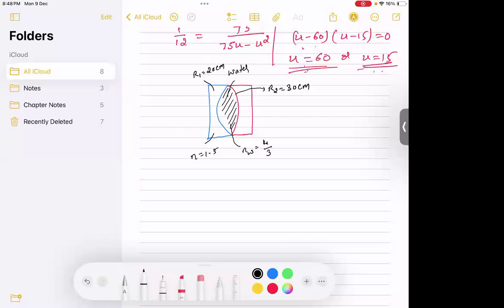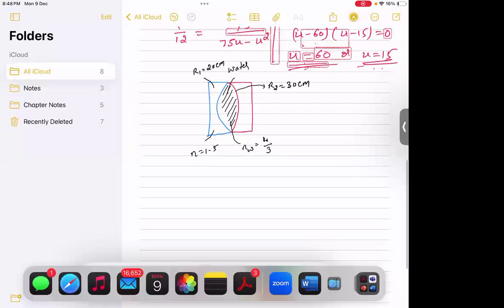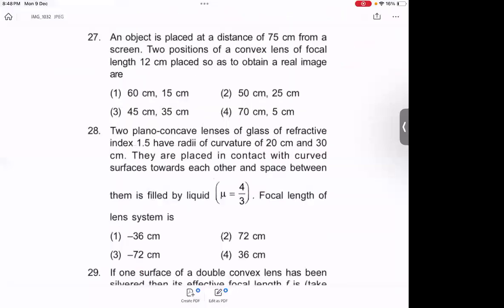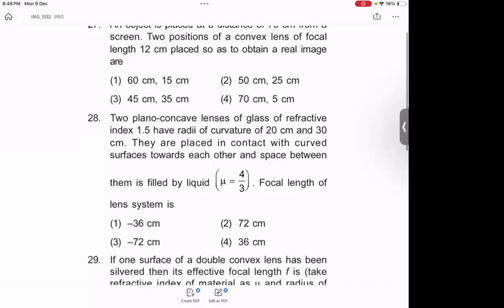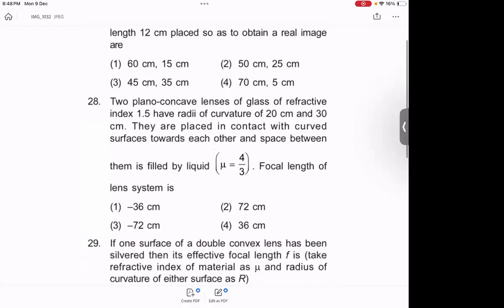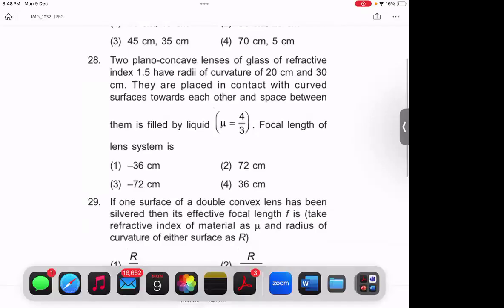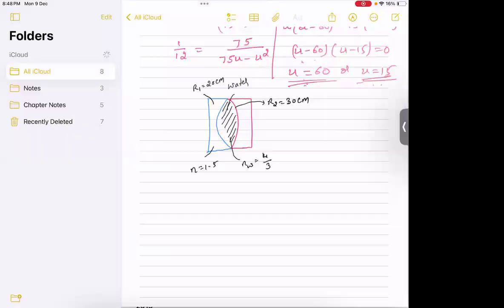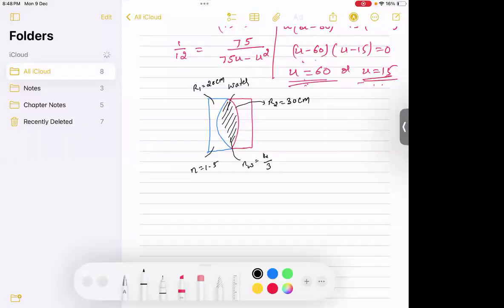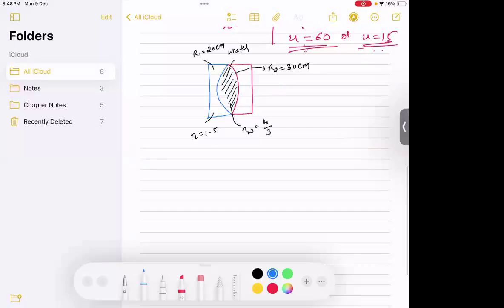What is the radius of curvature of the second surface they have given? 30 centimeter. One is 20, the another one is 30 centimeter. 4/3, 1.5. They're asking to find what is the focal length of the system now. Now, let me analyze this, students, because I have taken this problem where you can analyze all the three concepts.